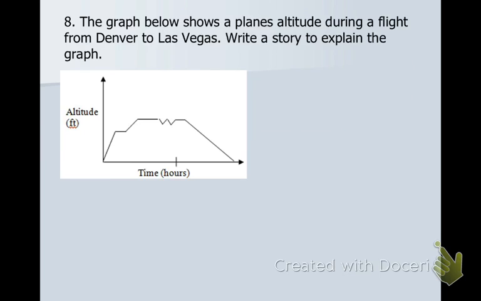All right. Now, we also want to work backwards. So the whole point in displaying this is to describe what happened in a given situation. And so we want to be able to take a graph and tell the story. So we want to work backwards as well, right? So the graph below shows a plane's altitude during a flight from Denver to Vegas. Write a story to explain the graph, okay?